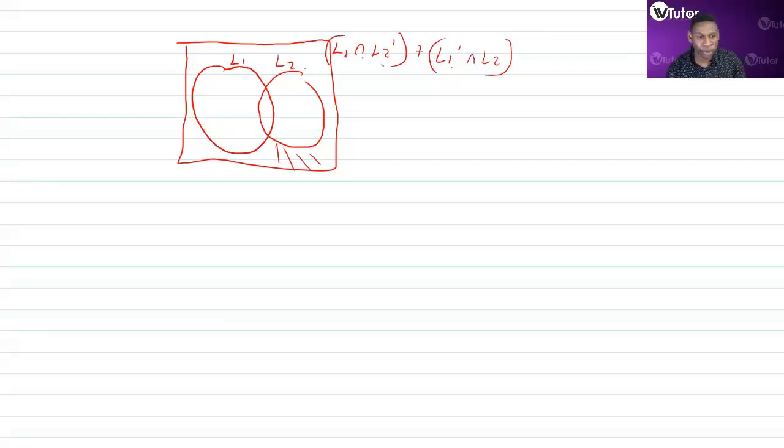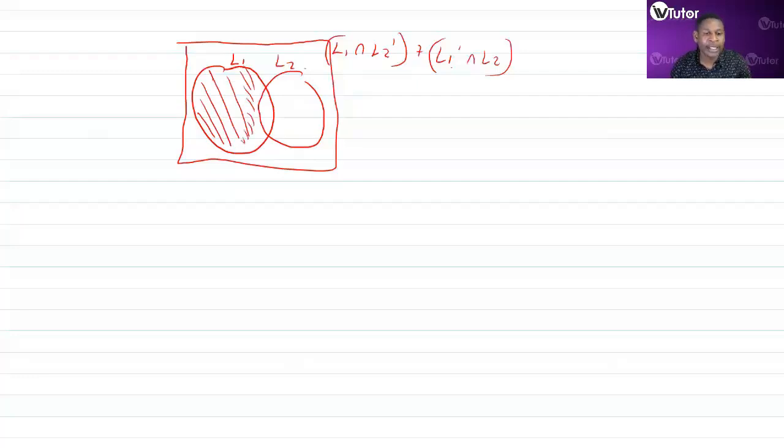L1 intersect L2 complement. So L1 is this one. L2 complement is everything that is outside. So they intersect in such a way that we want the common ground. What's common to that is L1, right? This part does not belong to L1, and then it intersects with L2 complement. L2 complement will include everything, including this part. So where they intersect, what's common is going to be that. Okay.